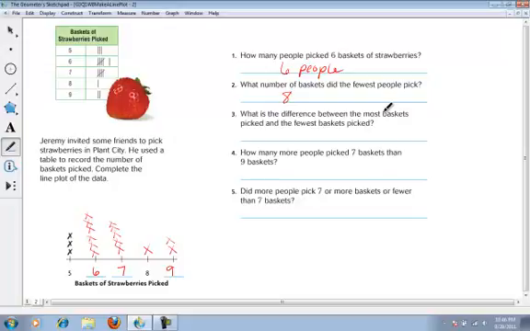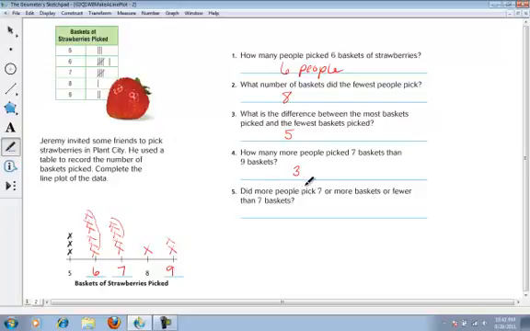What is the difference between the most baskets picked and the fewest baskets picked? Well, the most baskets picked was 6, and there were 6 people, and only one person picked 8. So the difference is going to be this much, which is 5 people. Now, how many more people picked 7 baskets than 9 baskets? Well, this is how many people picked 7. 1, 2, 3, 4, 5. And 2 people picked 9. So this shows us how many more people picked 7 baskets than 9. And that's 3 more people.